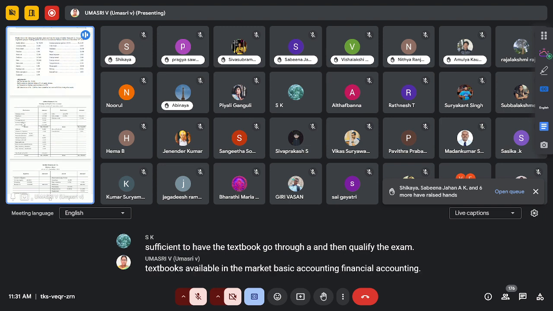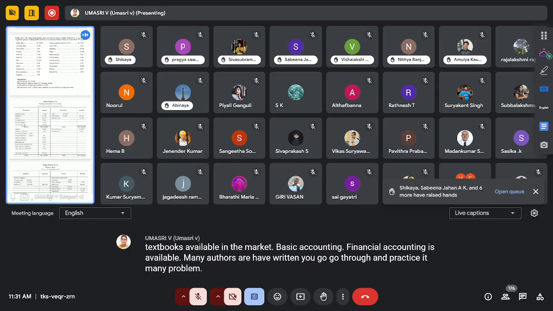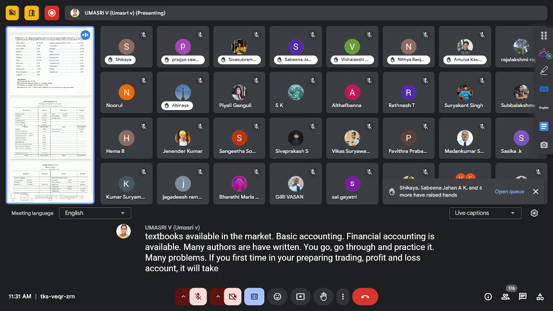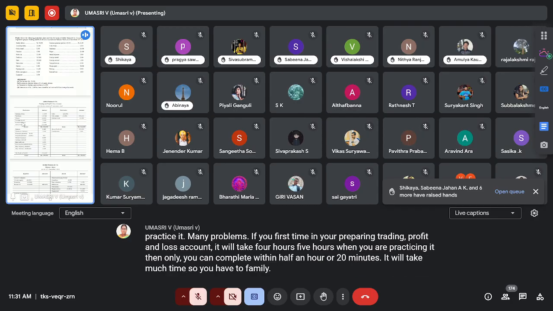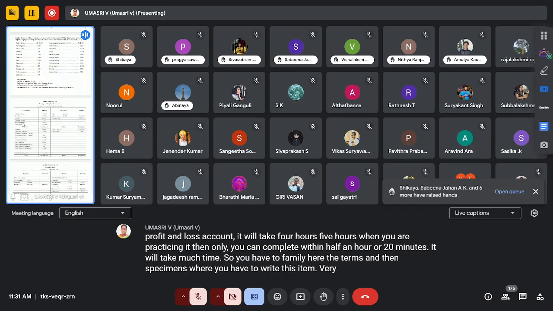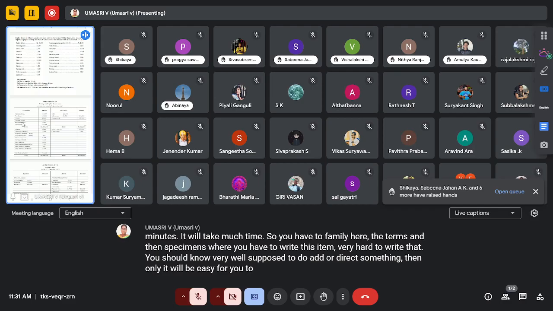Basic accounting, financial accounting books are available. Many authors have written them. You go through them and practice many problems. When you first prepare a trading profit and loss account, it will take 4 hours, 5 hours. When you practice, only then can you complete it within half an hour or 20 minutes. So you have to become familiar with the terms and know very well where you have to write each item. Suppose an item is given in the adjustments, you have to know whether to add or deduct it, then it will be easy for you to write all these things.